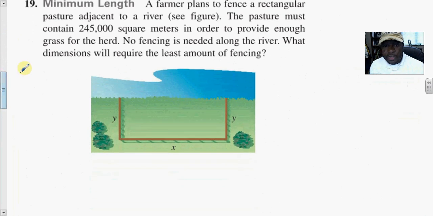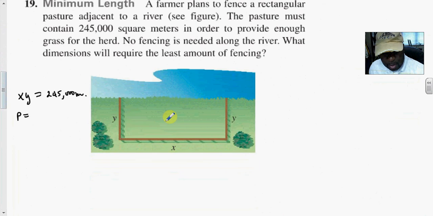So it tells us the area. That is that x times y is equal to 245,000 meters. The perimeter is what we're aiming for, so this is going to be x plus 2y. So what dimensions will require the least amount of fencing? Well, let's see. So we want to minimize the perimeter.